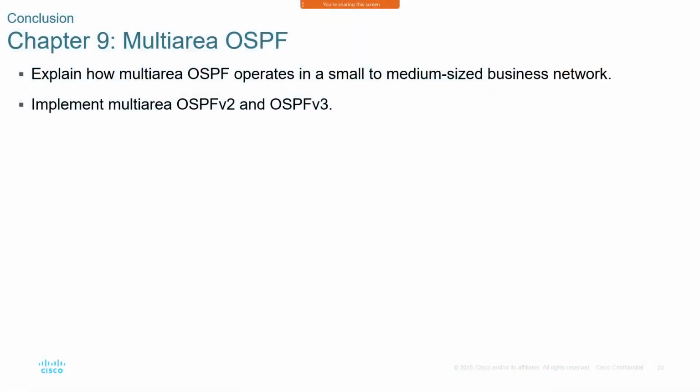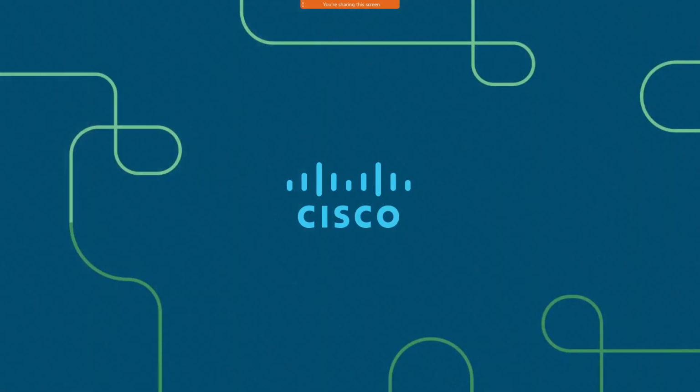So we discussed and explained how multi-area OSPF operates in small to medium-sized business networks. We talked about how to implement multi-area OSPF version 2 and version 3. We talked about the verification commands of OSPF version 2 and version 3. And that's all we had for today.